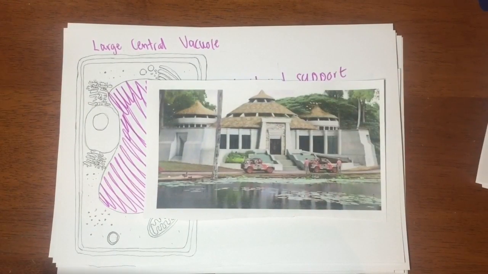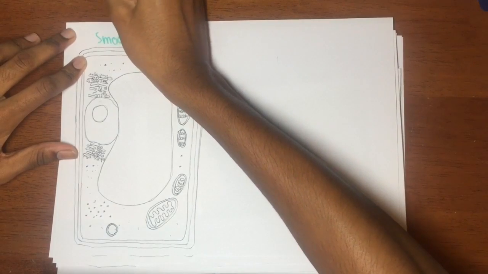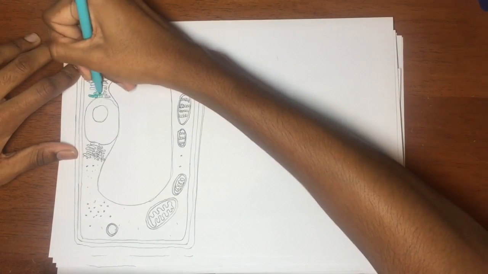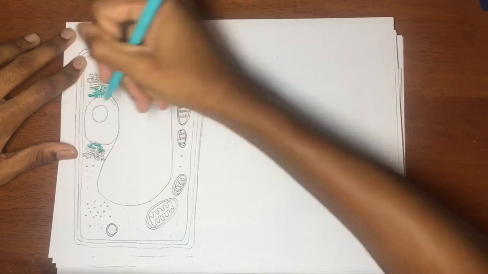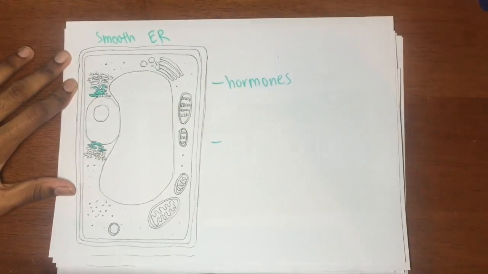The smooth ER, located near the rough endoplasmic reticulum, is mainly used for lipid reduction and steroid hormone production. This is like the food courts or food buildings in Jurassic Park that produce food for the guests.